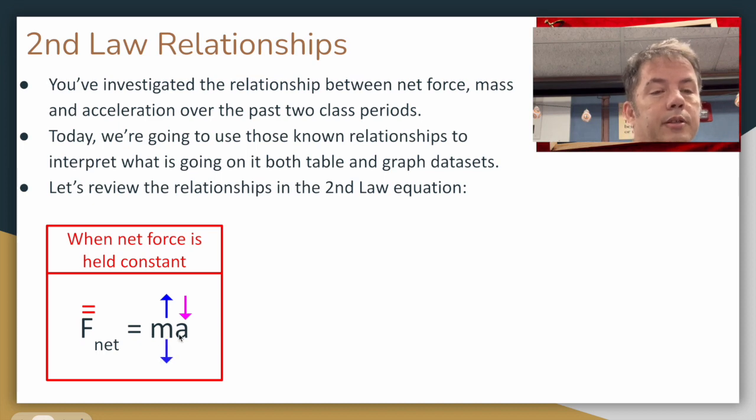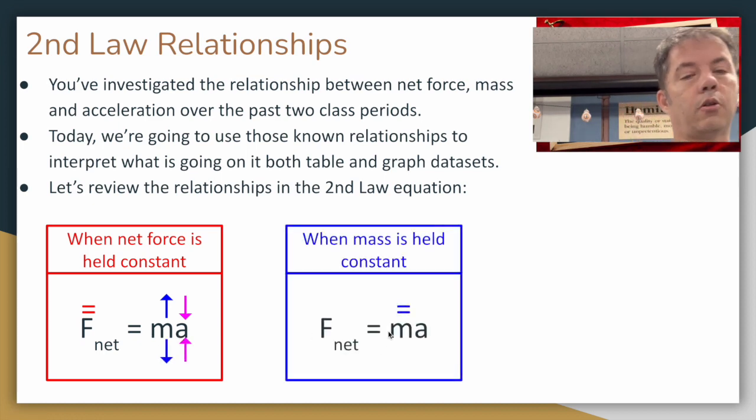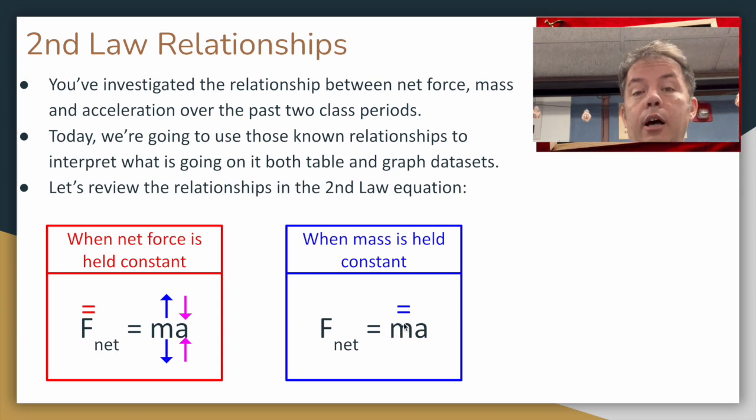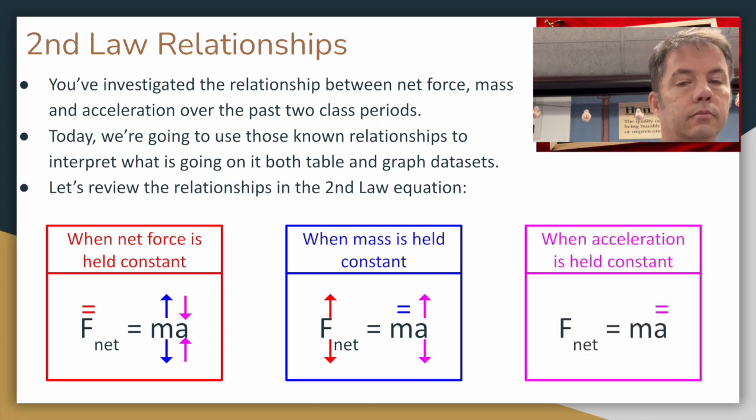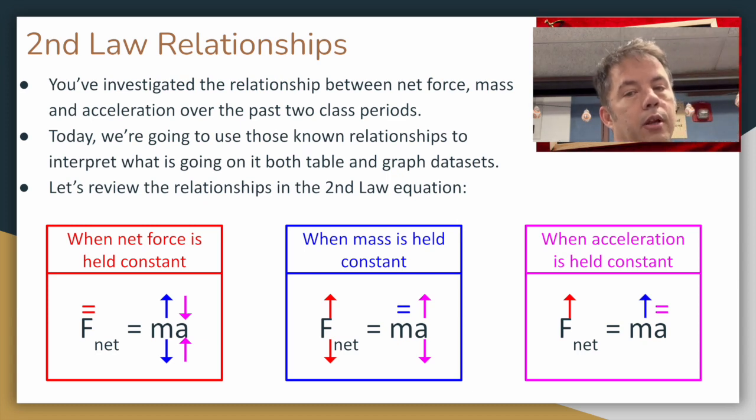If they're on opposite sides of the equation, so if we hold mass constant and do not change the mass of the object, if force goes up, then acceleration must also go up. So if they're on opposite sides of the equal sign, they're going to do the same thing. And if they go down on one side, they will go down on the other side. If acceleration is held constant, if the force goes up, then the mass must go up as well. Why? They're on opposite sides of the equation, and so they must do the same thing.